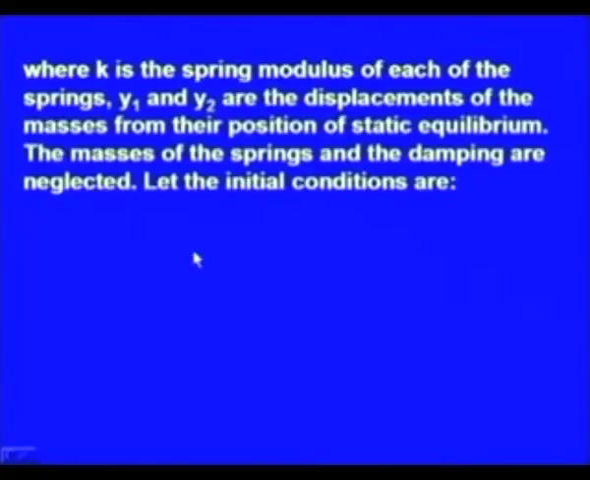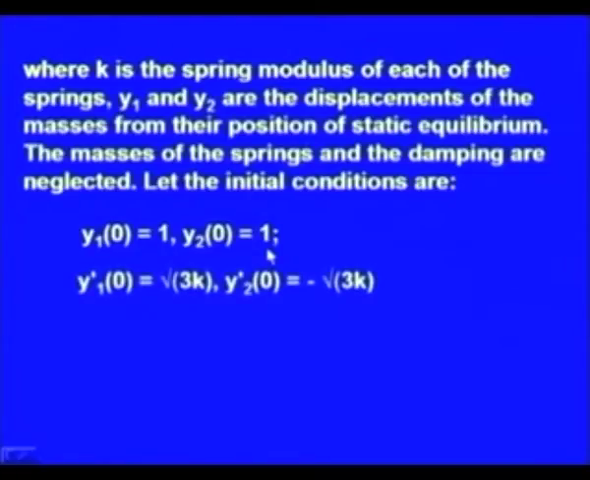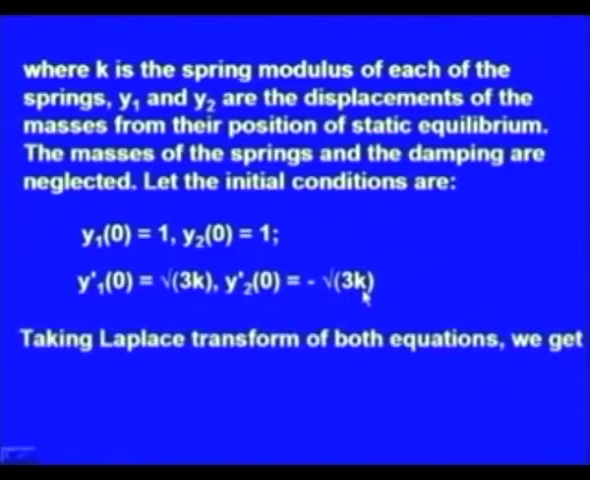So, the initial conditions here are at t equal to 0, y1 equal to 1 and at t equal to 0, y2 is equal to 1. At t equal to 0, dy1 by dt is equal to root 3 k and dy2 by dt is equal to minus root 3 k. Let us take now the Laplace transform of both the equations of motion for the masses m1 and m2.